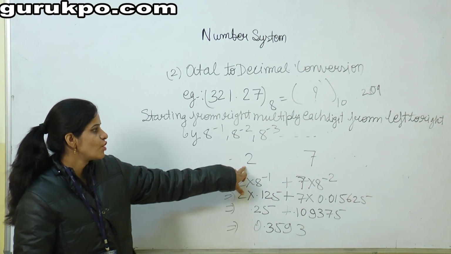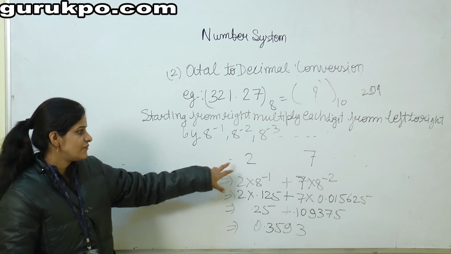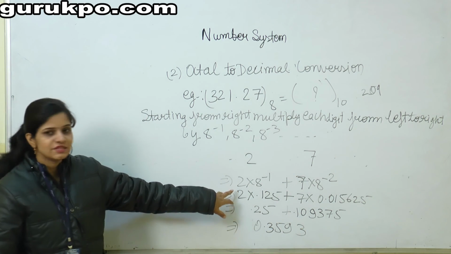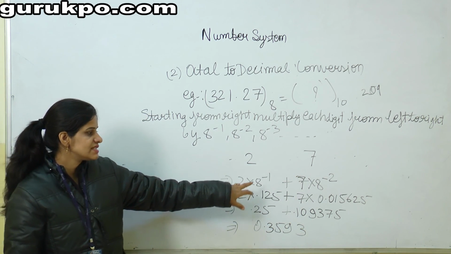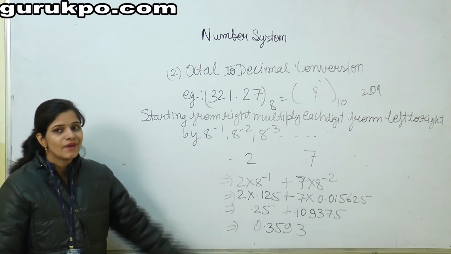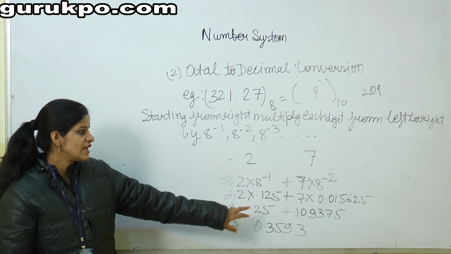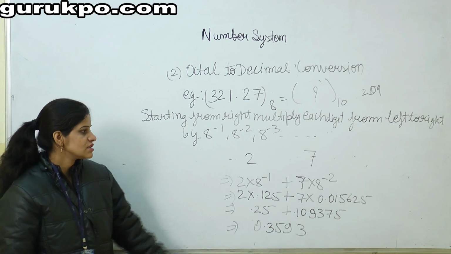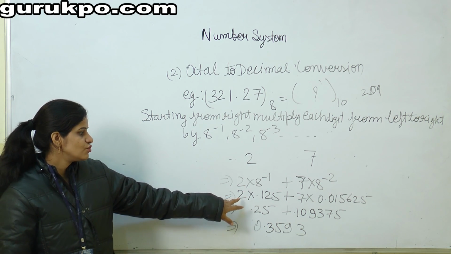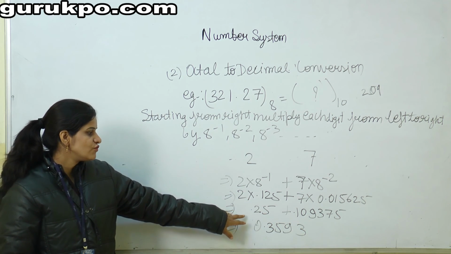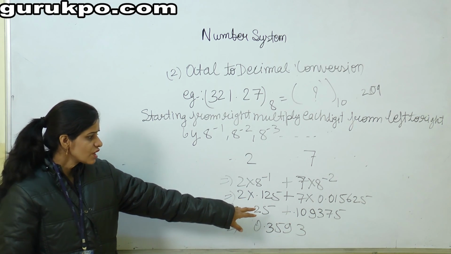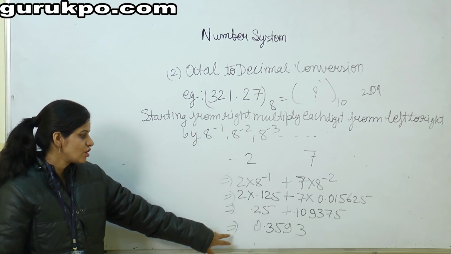The fractional part is 0.27. Write it down from left to right: firstly 2, and second 7. 2 is multiplied by 8 to the power minus 1, plus 7 multiplied by 8 to the power minus 2. 8 to the power minus 1 is 0.125 and 8 to the power minus 2 is 0.015625. Solve this equation: 2 multiplied by 0.125 is 0.25, plus 7 multiplied by 0.015625 equals 0.109375.